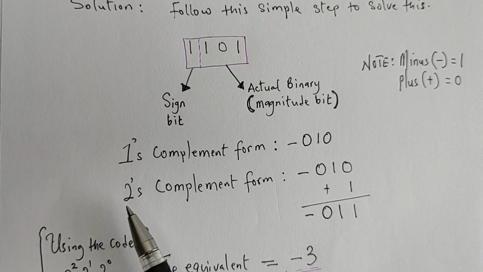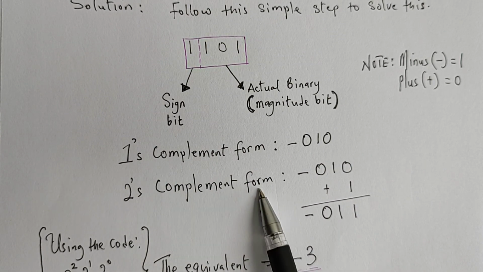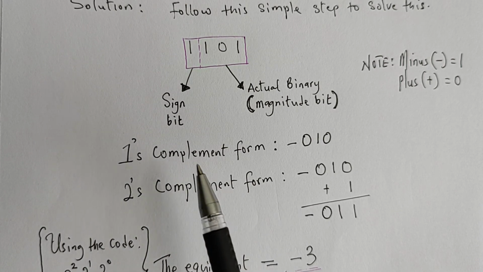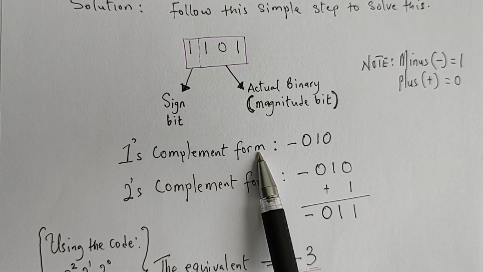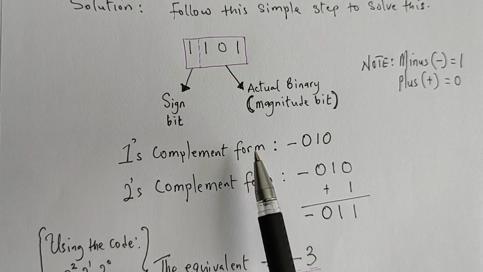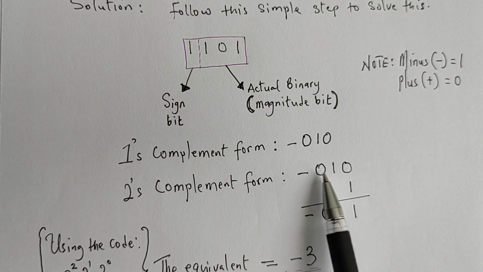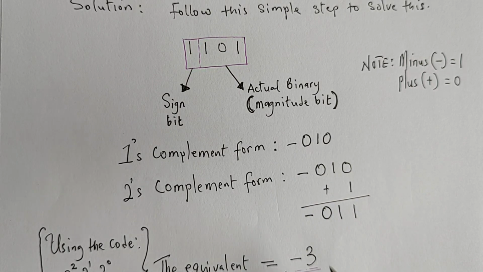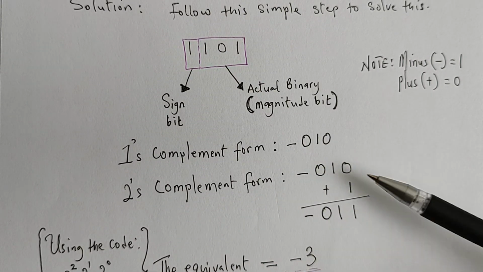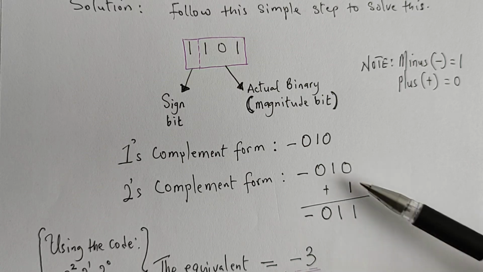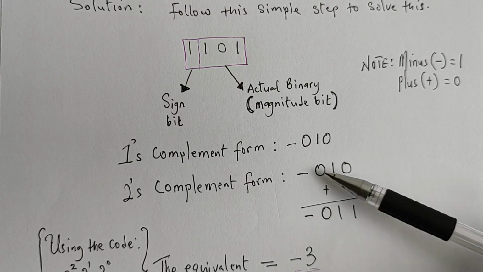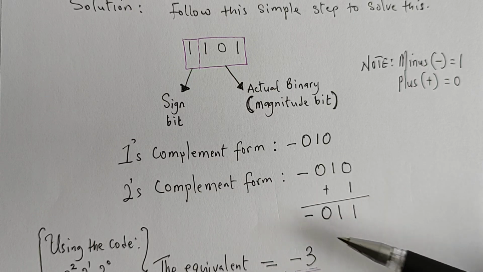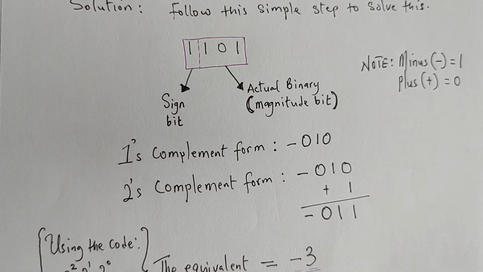Now the next step is to obtain the 2's complement form. In order to obtain the 2's complement form, you need to add 1 to the 1's complement that we have just obtained. So we're going to have minus 0, 1, 0 plus 1. If you do this math, 0 plus 1 is 1. Then you bring down this 1, you bring down the 0, and then you bring down the minus sign. This is very easy and straightforward.